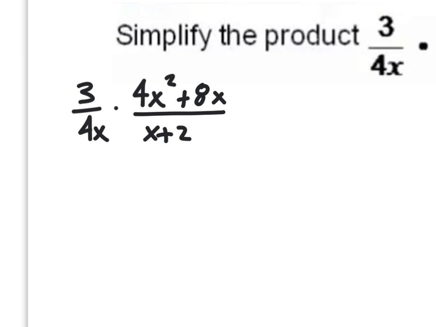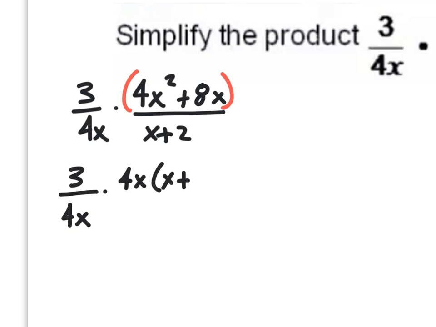Now, my thing is this. You want to factor things that you know you can factor. When I look strictly at the numerator in the second fraction up here, I realize that I can factor out a 4x. So watch what happens here. I'm going to do 3/4x times, I can factor out a 4x, and I'm left with x plus 2. Then I divide that by the quantity x plus 2.